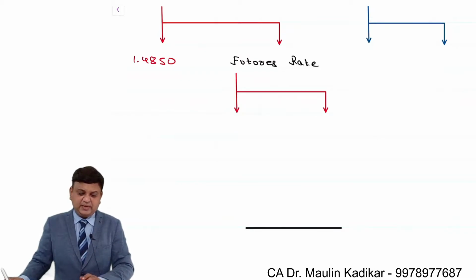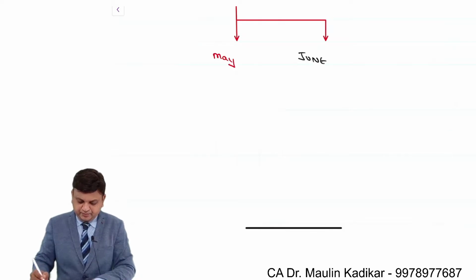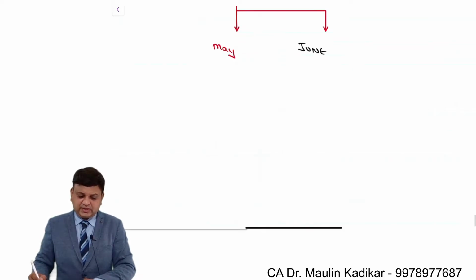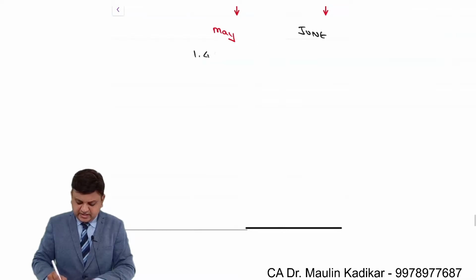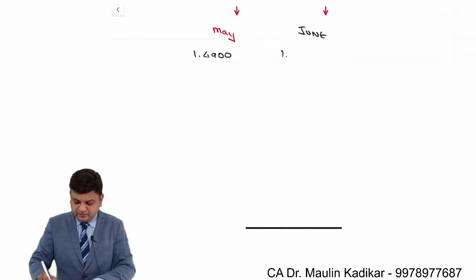Then the question is providing the information that the futures contracts are available for the month of May and for the month of June. For both of them, the futures rates have been provided to us as $1.49 per pound and $1.4960 per pound.